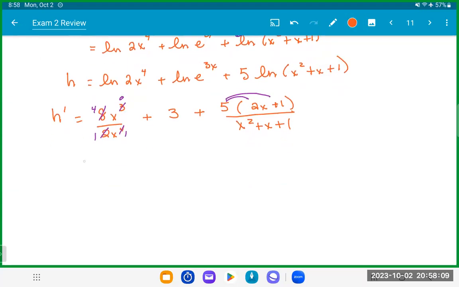And so this would simplify here to 4 over x plus 3 plus 10x plus 5 over x squared plus x plus 1. And that's as simple as you'll be required to go on the exam. You don't have to get a common denominator or anything like that. Okay, questions?